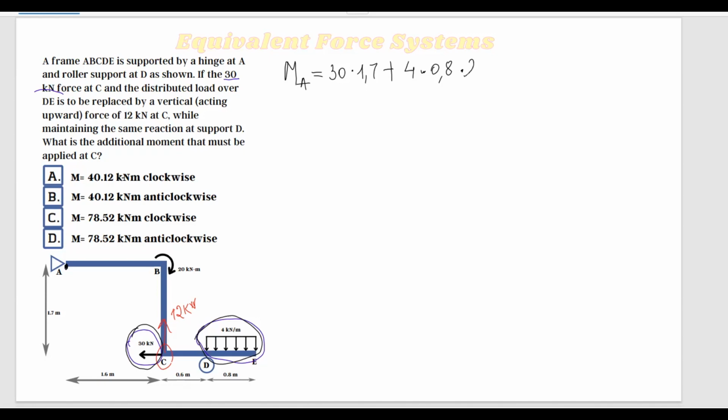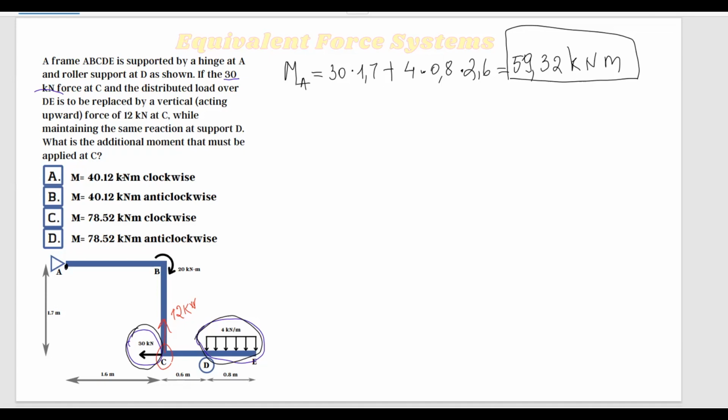So I have multiplied by 2.6. And this, let's see, what is the moment here? 2.6, 0.8 multiplied, 4 multiplied, and then 30, 1.7 multiplied plus. So I get a moment of 59.32 kilonewton meters. So this is the moment we are removing.